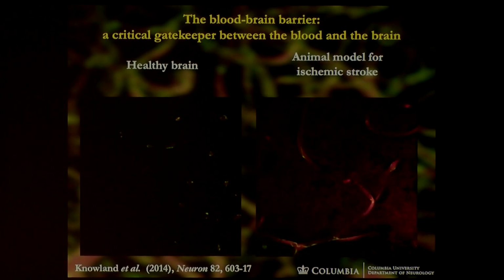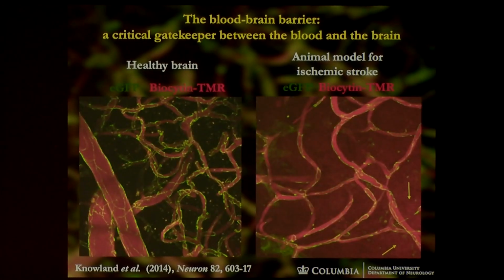And then in red, we have injected a small molecular weight tracer, biocytin-tetramethylrhodamine, that allows us to do two things. One, to visualize the vascular tree, but then also to function as a readout of the blood-brain barrier. And as you can see in the healthy brain, this tracer is contained within the vessels, but in the context of a disease, in this case an animal model for ischemic stroke, you can see basically that the tracer is leaking out. So barrier dysfunction is a key feature of some neurological diseases. One of them is ischemic stroke.